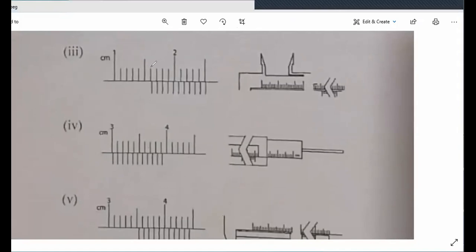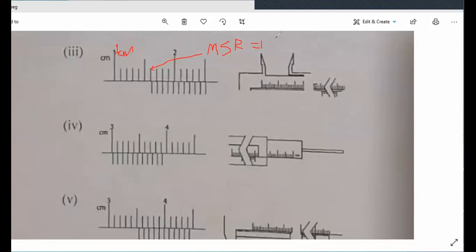The main scale reading is, somebody please tell me the main scale reading there. Look at the screen and tell me. This is 1 centimeter, and 1 centimeter means 10 millimeter. So 11, 12, 13, 14, 15, 16.